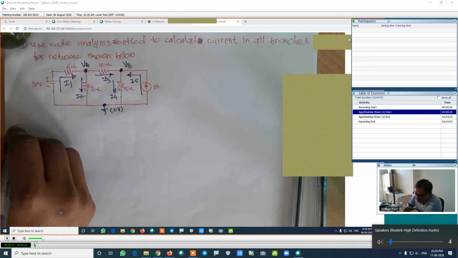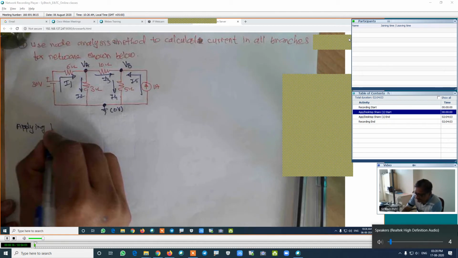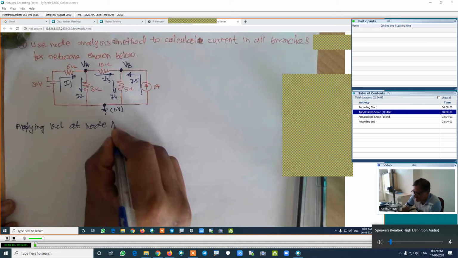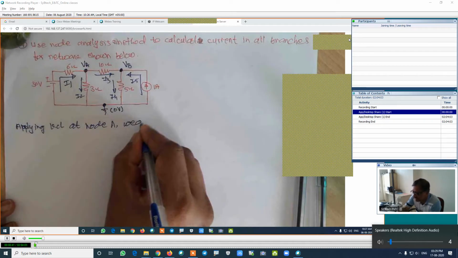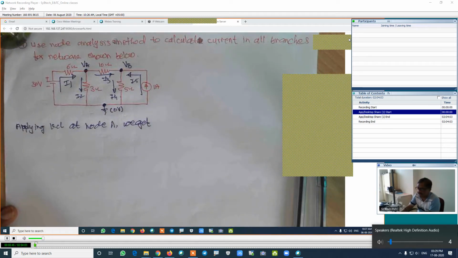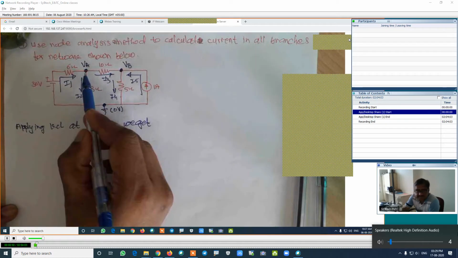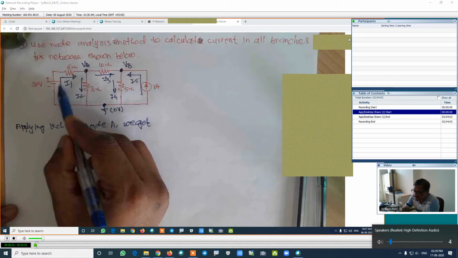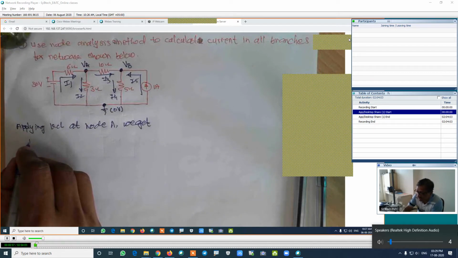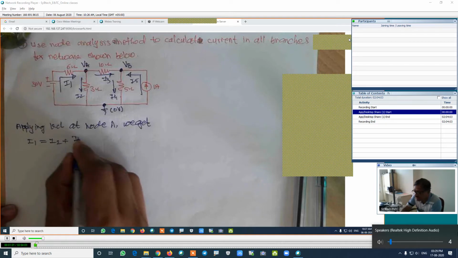Applying KCL at node A. We will apply the KCL at node A. How is the KCL at this point? Incoming currents are equal to outgoing currents. I1 is incoming, I2 is outgoing, I3 is outgoing. This equation will be I1 is equal to I2 plus I3.